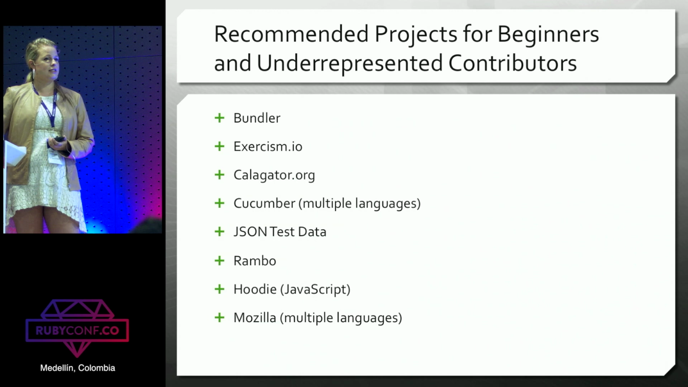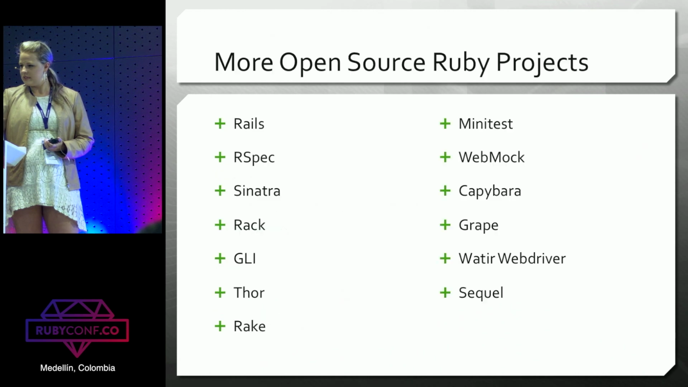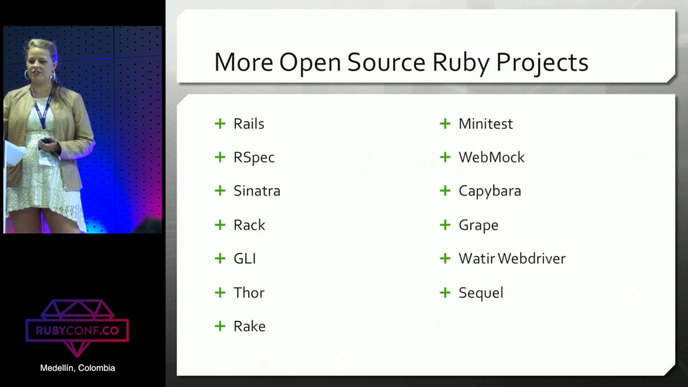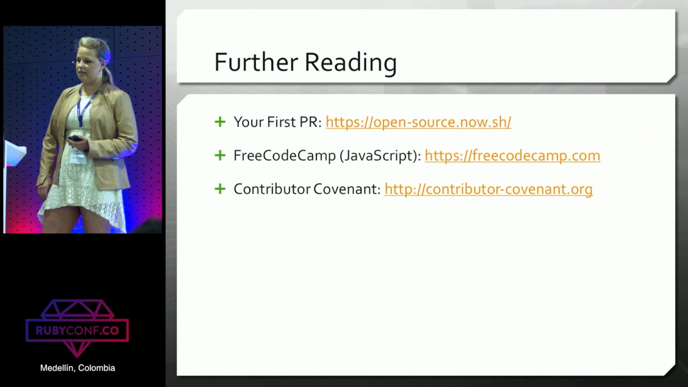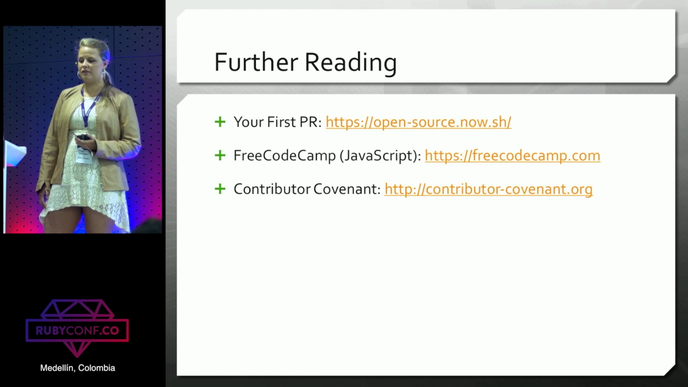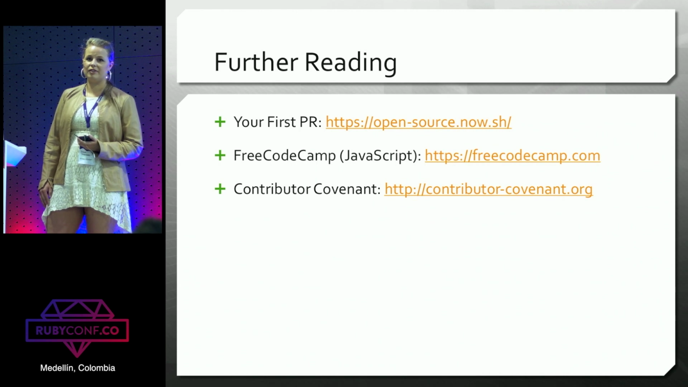I'm going to switch slides now, so if you wanted to take a picture of this one, go ahead. And then here are more open source Ruby projects that you should consider contributing to. For further reading, there are a few options here. Your First PR is a resource for beginning open source contributors. And there's also Free Code Camp, which is JavaScript based. And finally, the Contributor Covenant, which is the basic code of conduct I recommended. So that should get you started on your first contributions to open source.